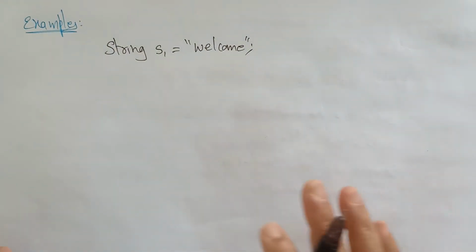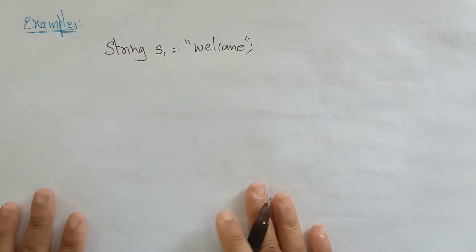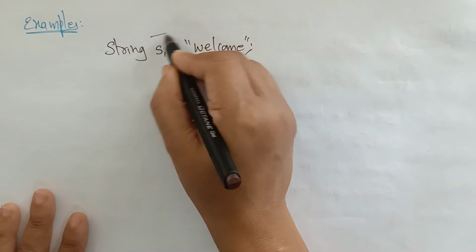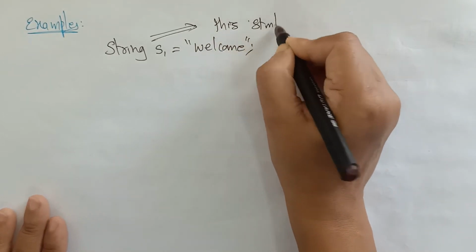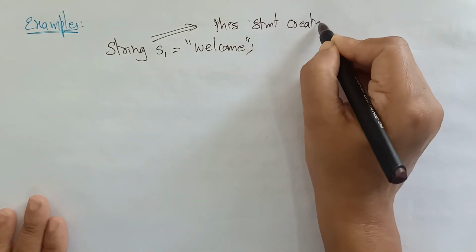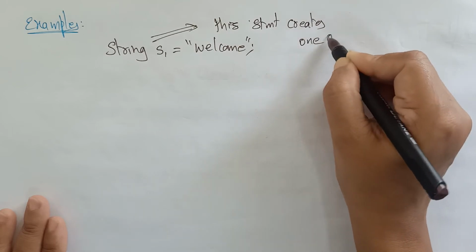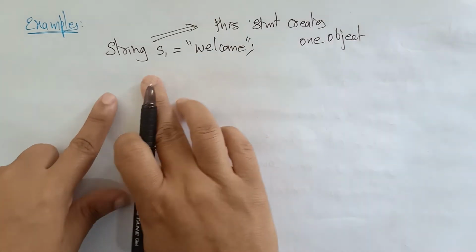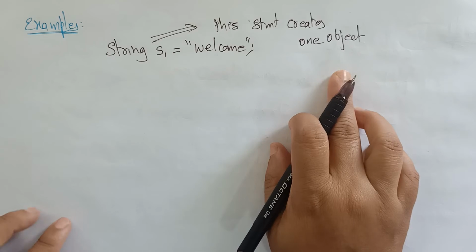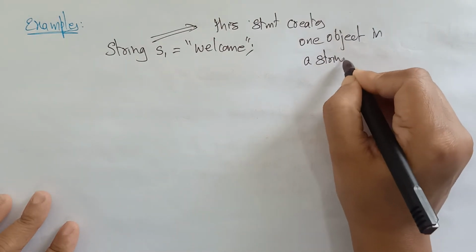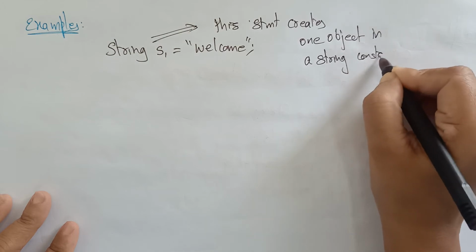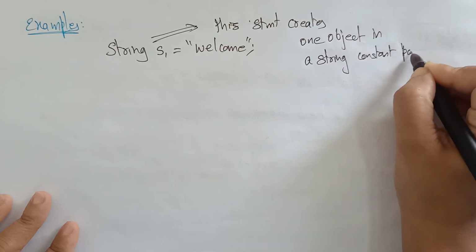Okay. So what does this statement do? This statement, string S1, creates one object. This statement is going to create one object in a string constant pool. What does that mean?